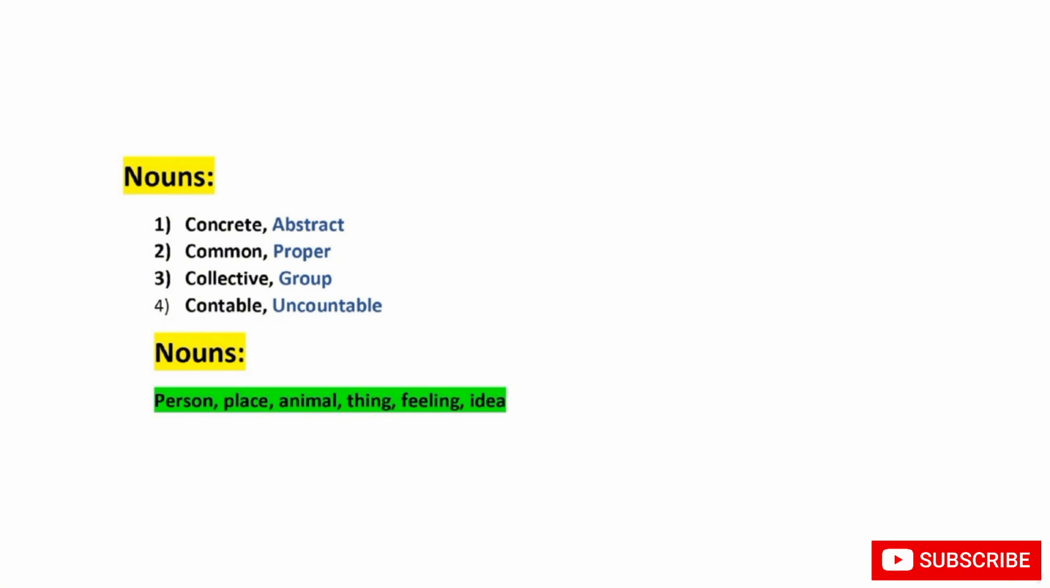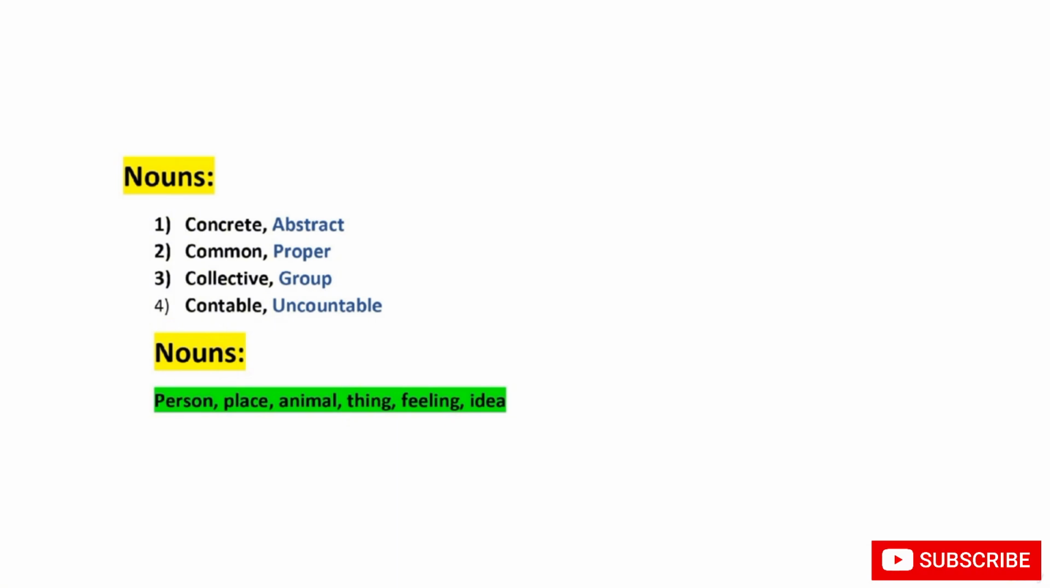Nouns can also be things like watch, t-shirt, etc. And all of these, people, places, animals, and things, are physical. That means we can see them and we can touch them. So they are called concrete nouns. That means they have a real physical existence.